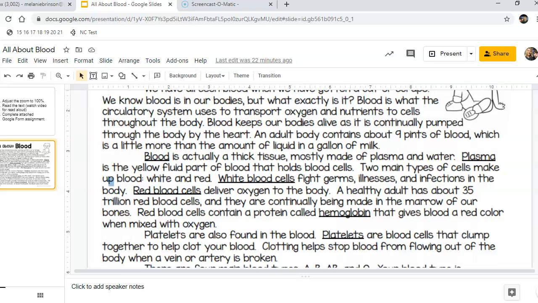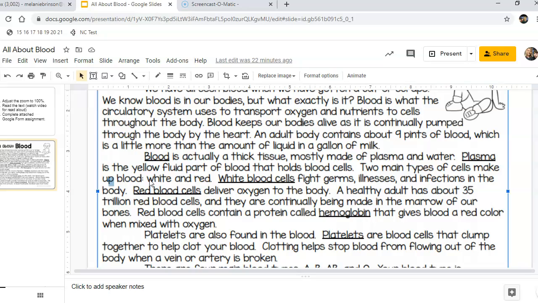Blood is actually a thick tissue, mostly made of plasma and water. Plasma is the yellow fluid part of blood that holds blood cells. Two main types of cells make up blood, white and red. White blood cells fight germs, illnesses, and infections in the body. Red blood cells deliver oxygen to the body. A healthy adult has about 35 trillion red blood cells, and they are continually being made in the marrow of our bones.